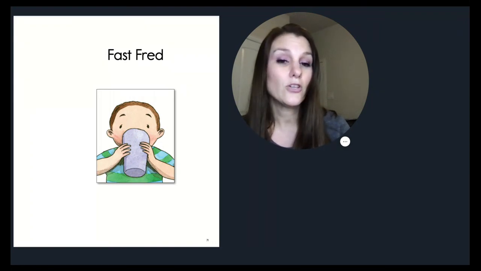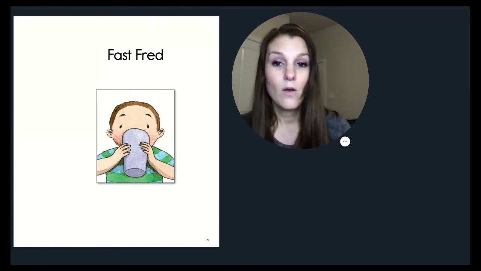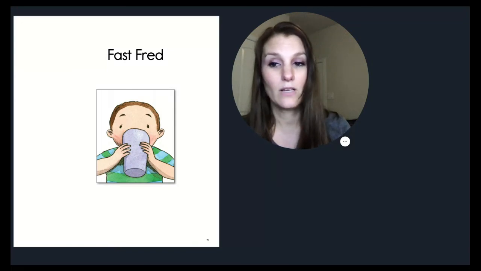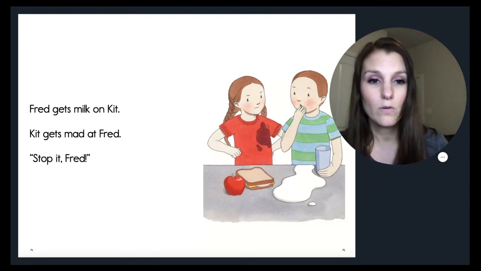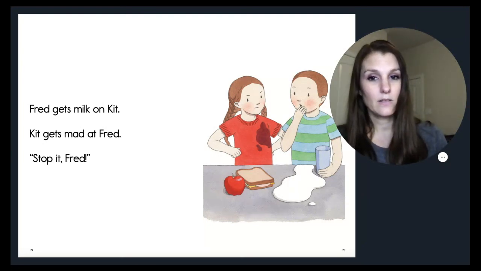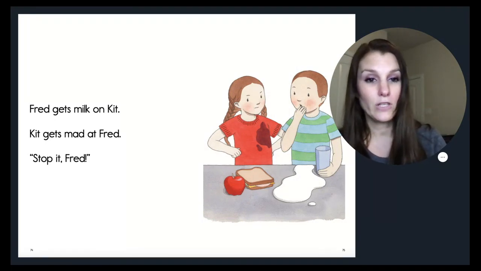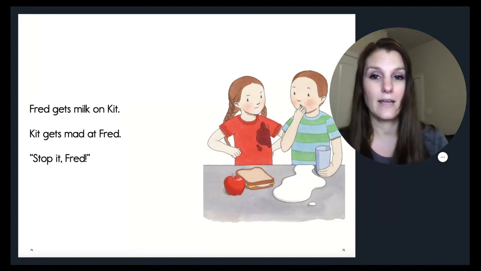Who are the main characters of the story? You got it. It's Kit and Fred. What is the setting of the story? Remember, we can look at the illustrations. We can see here that Kit and Fred are at a table. So, where are tables? That's right. Tables are usually inside. So, the setting is inside at a table.